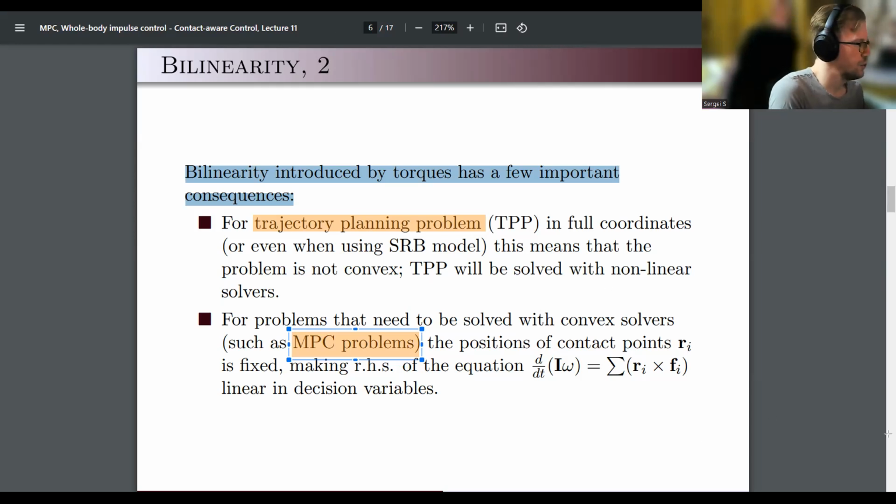So for those, what we typically do is we assume that the contact points, the r sub i, are fixed. We say that those are not decision variables; those are known in advance. And this would make the right-hand side of this equation a linear function. Now, when I say that the contact points are fixed in advance, you have to ask, but how do you know them? Where do you get them?